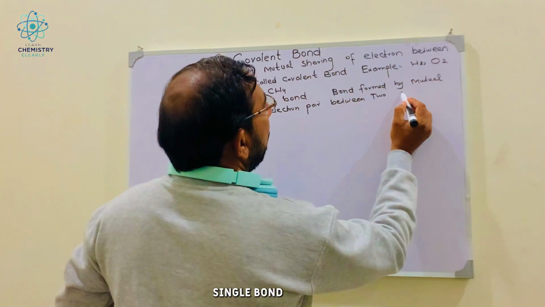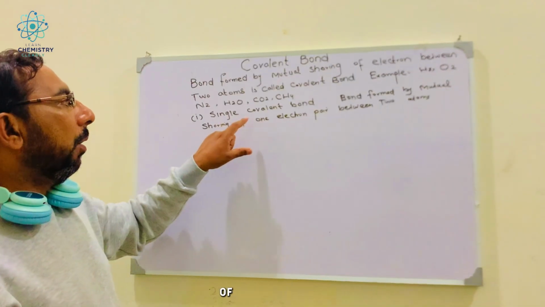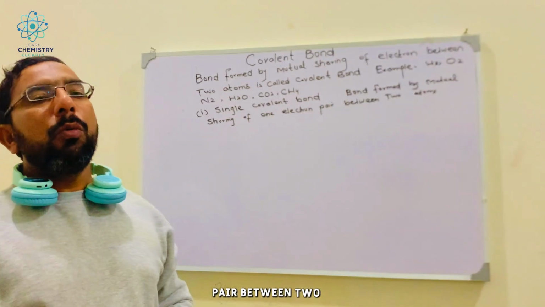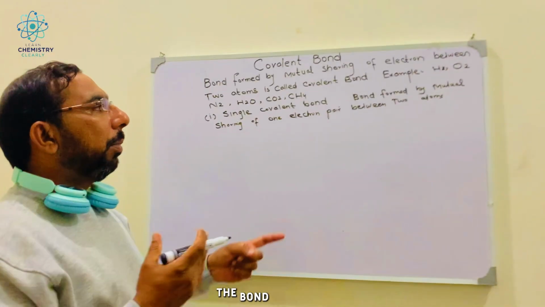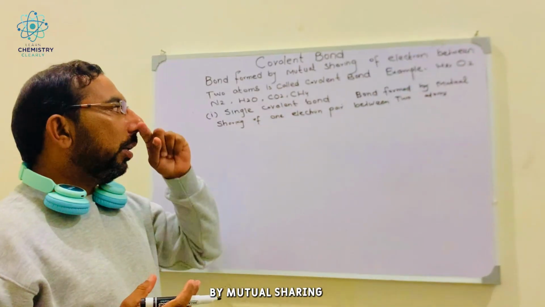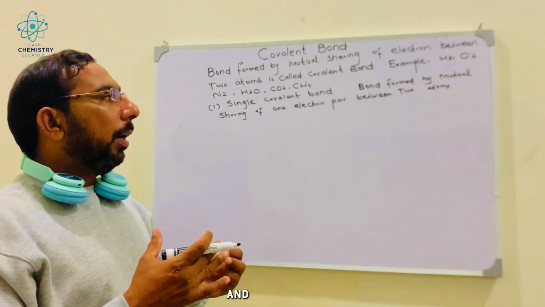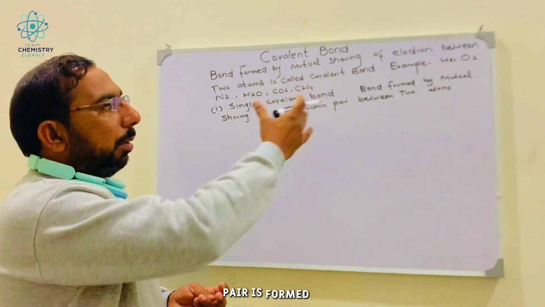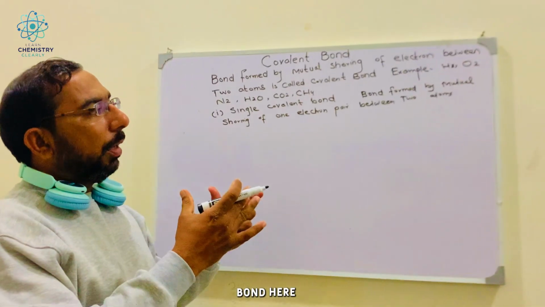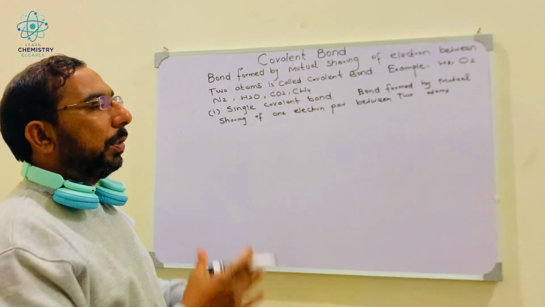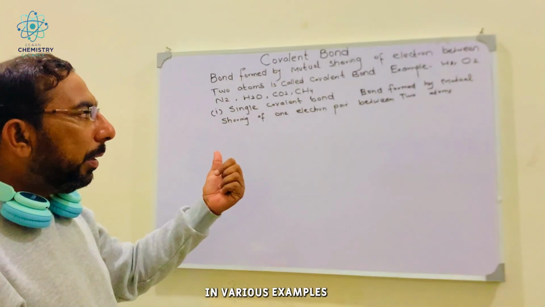In a single covalent bond, the bond is formed by mutual sharing of one electron pair between two atoms. In other words, it is the bond formed by mutual sharing of one electron pair in which each atom provides one electron. One bond pair is formed between two atoms, and these two atoms attract that bond pair and come close to each other to form a single covalent bond. We can explain this single covalent bond with various examples.